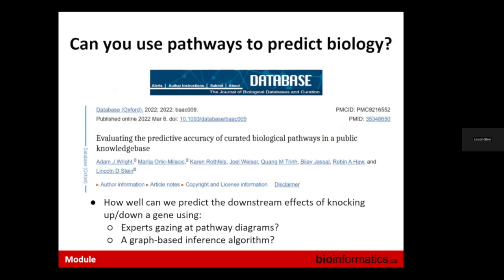And a couple of years ago, my group did a study to ask the question of, do curated pathways actually allow you to make biological predictions? And so what we did at this point is ask how well you can predict the downstream effects of knocking a gene up or down, either by having experts gazing at pathway diagrams or using an inference algorithm. In this case, we used a Boolean network because this is before the AI tools had appeared.